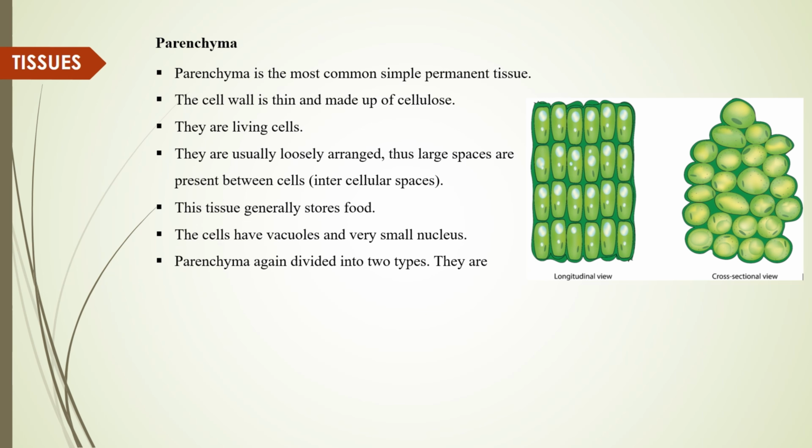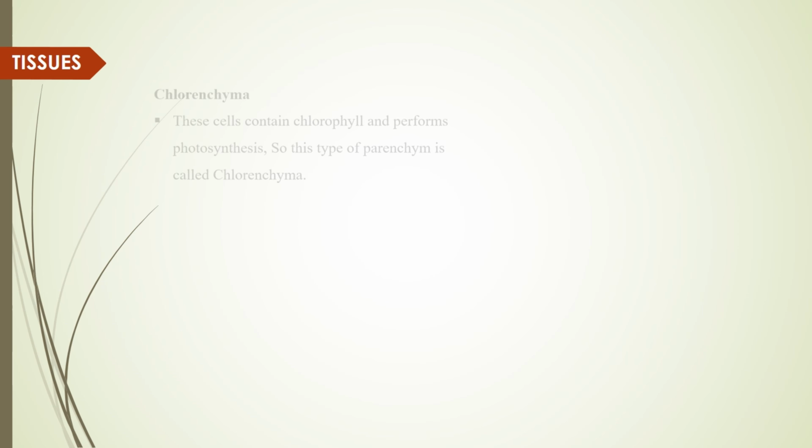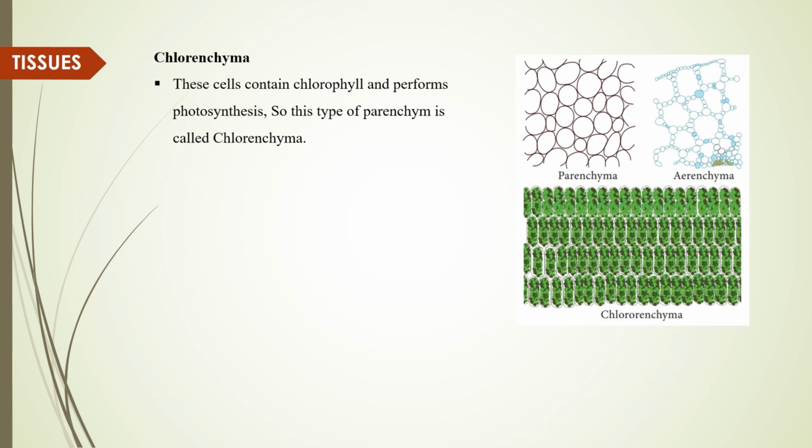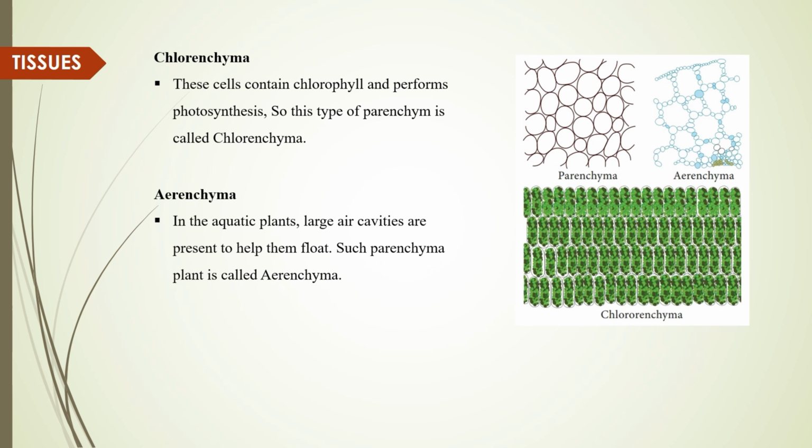Parenchyma is again divided into 2 types. They are chlorenchyma and aerenchyma. Chlorenchyma. These cells contain chlorophyll and perform photosynthesis. So, this type of parenchyma is called chlorenchyma. Aerenchyma. In aquatic plants, large air cavities are present to help them float. Such type of parenchyma tissue in plants is called aerenchyma.